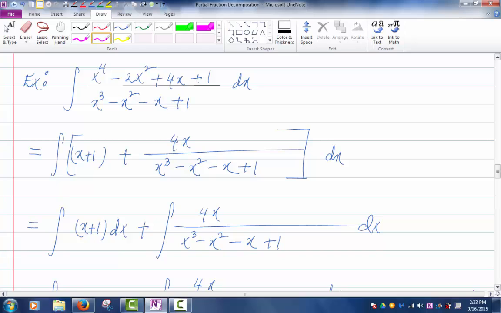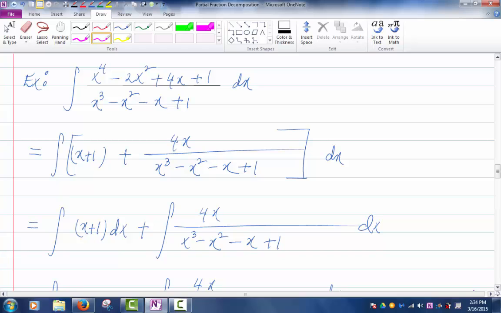That quotient is x plus 1, and you're going to get a remainder, and the remainder is 4x. So the quotient plus the remainder over the divisor, right? So use the long division, come up with the quotient and remainder, and rewrite your fraction in this way.